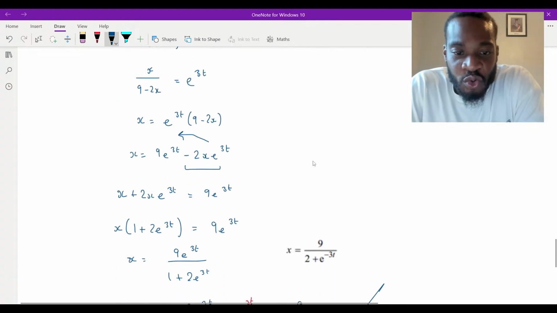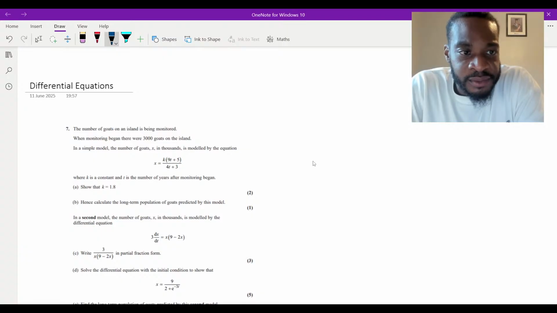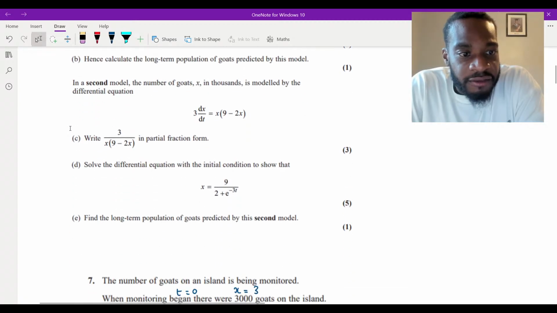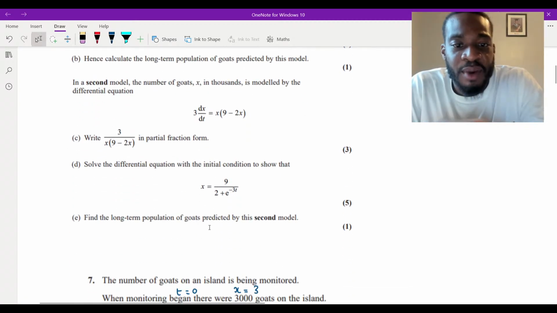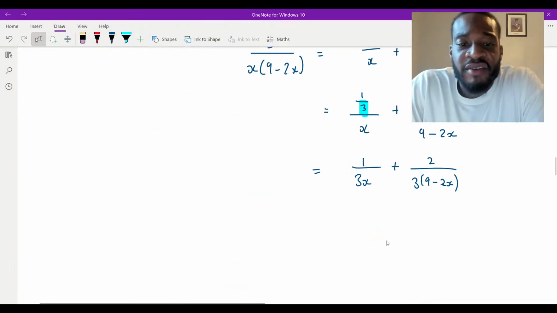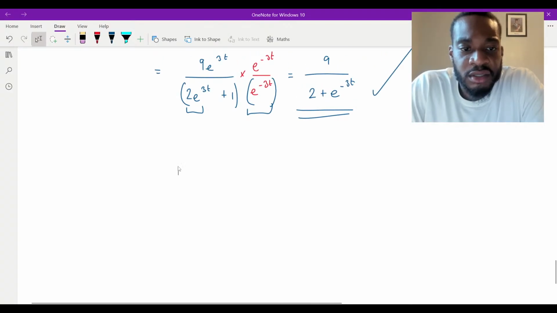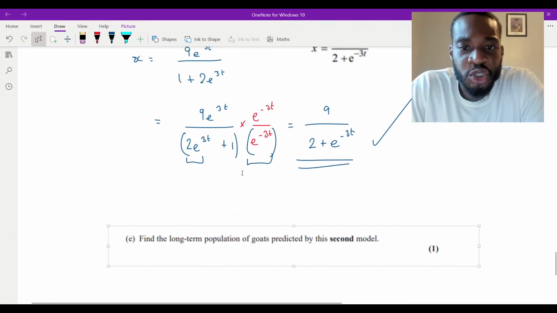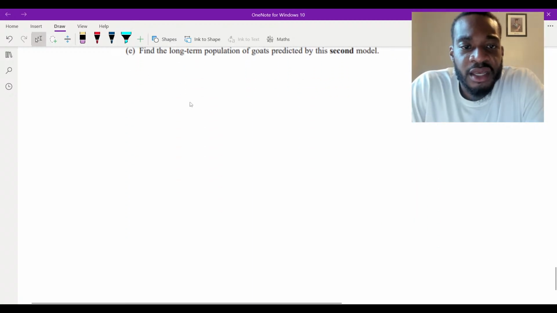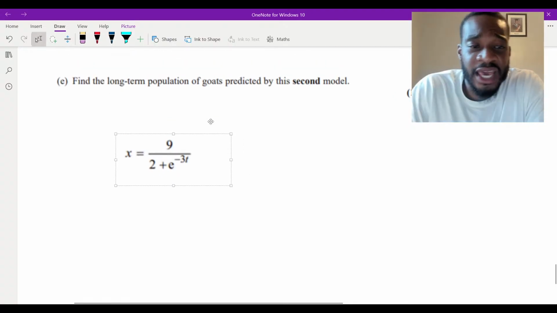Let's have a go. So yeah, we've done that. Now let's continue. I think there was one more to this question here. So it says, find the long-term population of goats predicted by this second model. So this is our second model here, right? It's really similar to what we did before, in the sense where you want to investigate what's happening to the function. So this is the function here. Now, again, if worst comes to worst, guys, just plug in a really big number, right? But again, you don't have to do that.